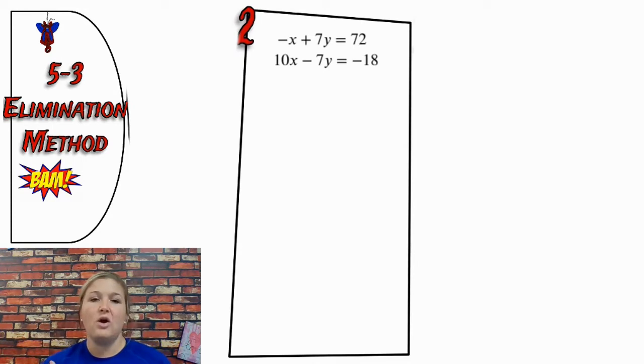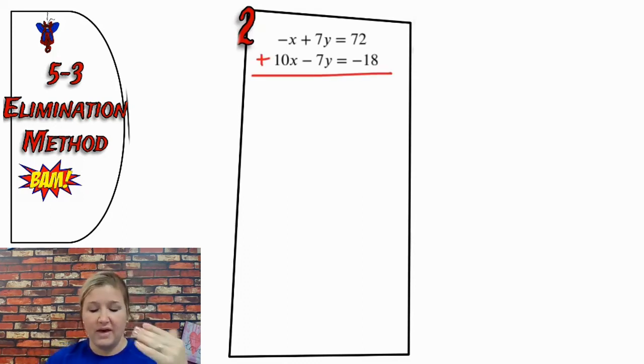You want to look and see which one has the same coefficient. So notice that in front of y, both have 7. One's a positive, one's a negative. That's another thing you want to look for. Same coefficient, opposite signs. So what will happen is I'm going to add these two equations together.